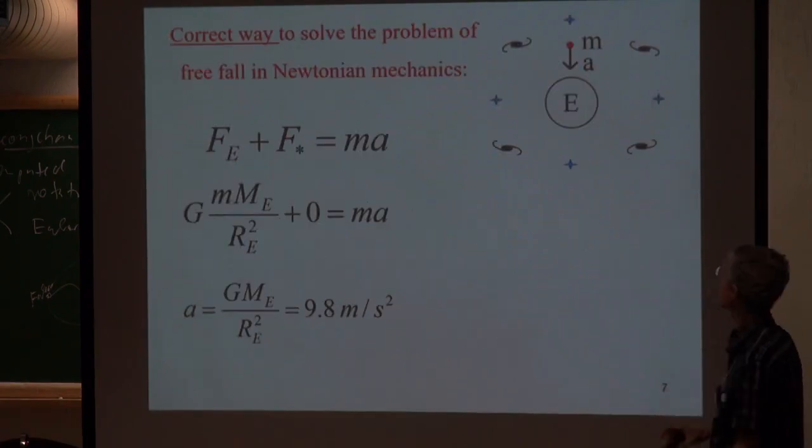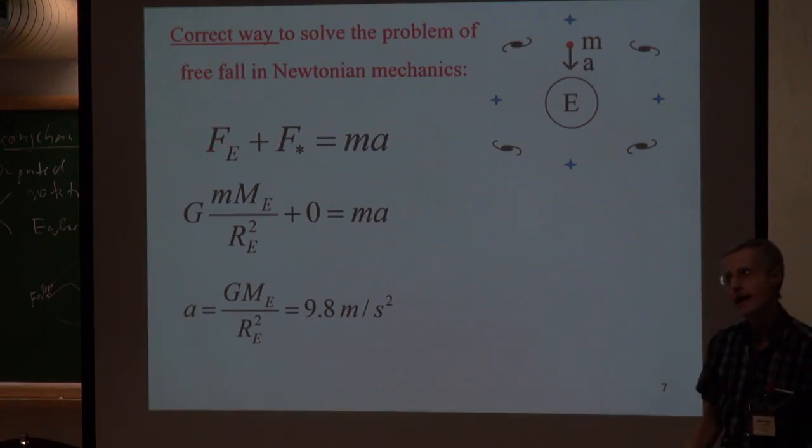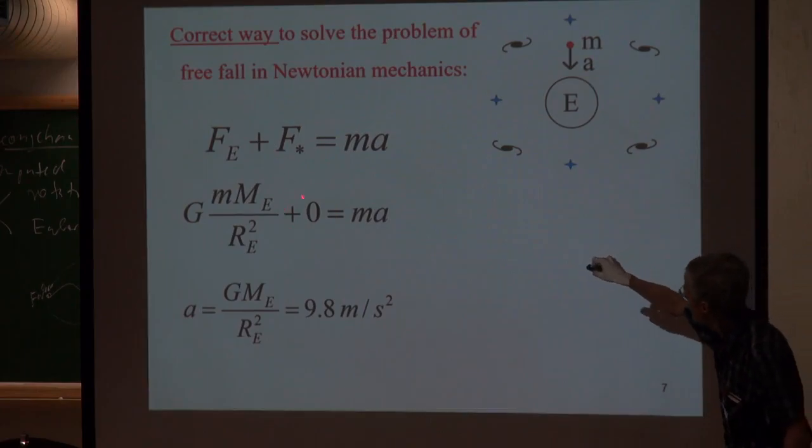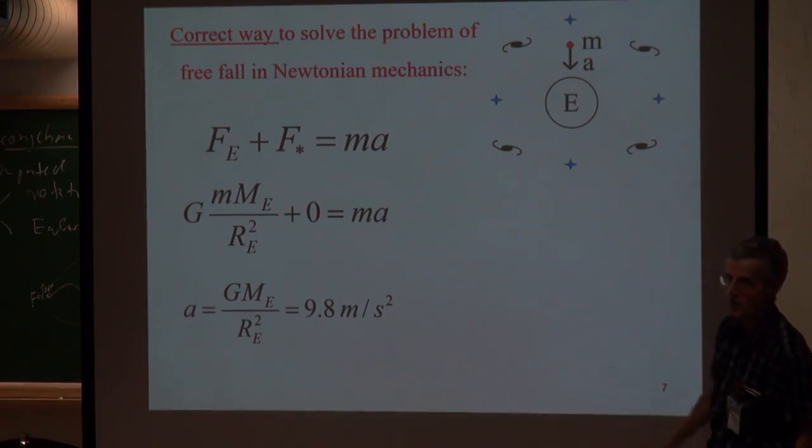So here is the correct way to solve the two-body problem. Not the two-body, the infinitely many-body problem. The correct way to solve the free fall: the force exerted by the Earth plus the force exerted by all the stars is equal to ma. It is Theorem 30 which tells us that this force goes to zero.